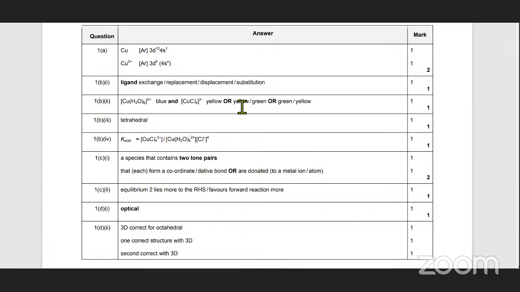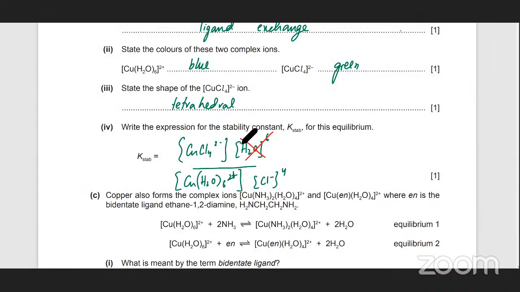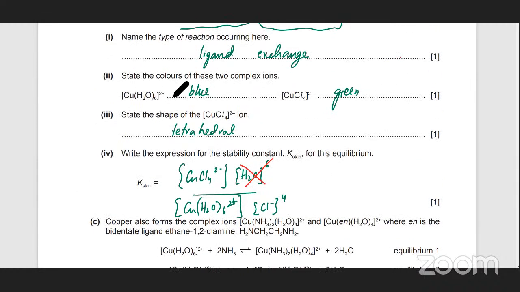अच्छा ठीक है, either over here yellow and green both are accepted. Okay, so that's fine. And over here exactly water is not written in the expression. Okay, for K stability, water is not given. Although they hadn't explicitly said that it was aqueous anyway, because it was CuH2O6 2 plus, so we're assuming that it was an aqueous solution.